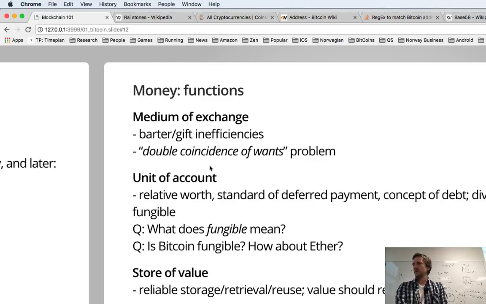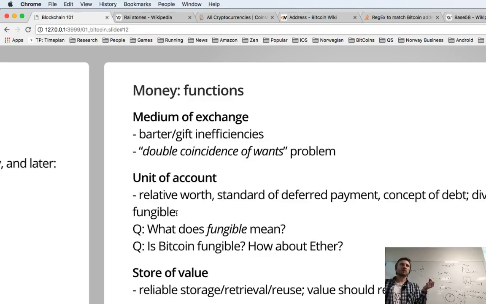So we discussed the double coincidence of wants. Unit of account. Okay, so for example, we have relative worth, standard of deferred payment, concept of debt, divisible, countable, fungible. What is fungible? Do you know that word? Yeah? Equality of exchange. Yes, exactly. So if I have one US dollar and I have another US dollar, can you distinguish which one is which?